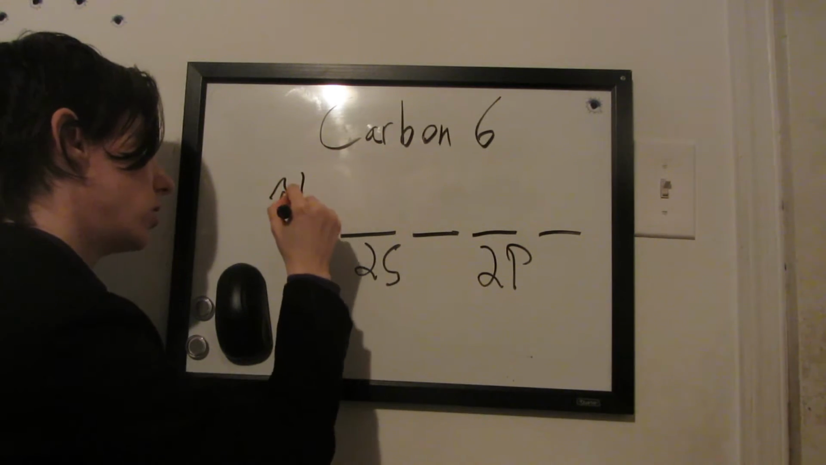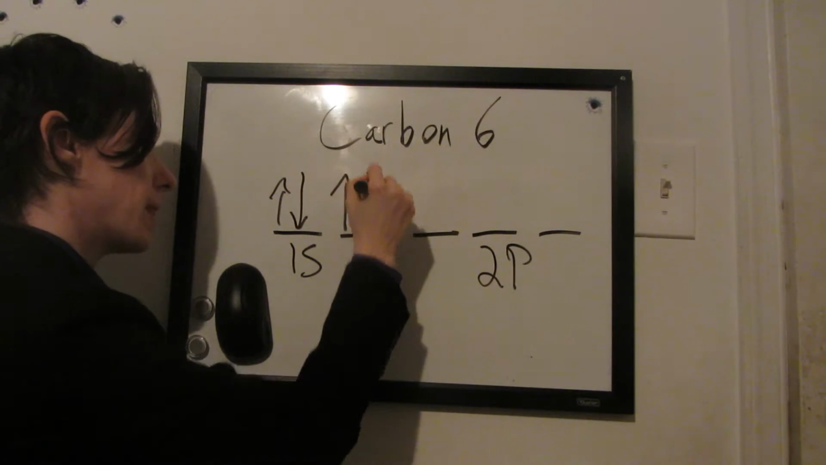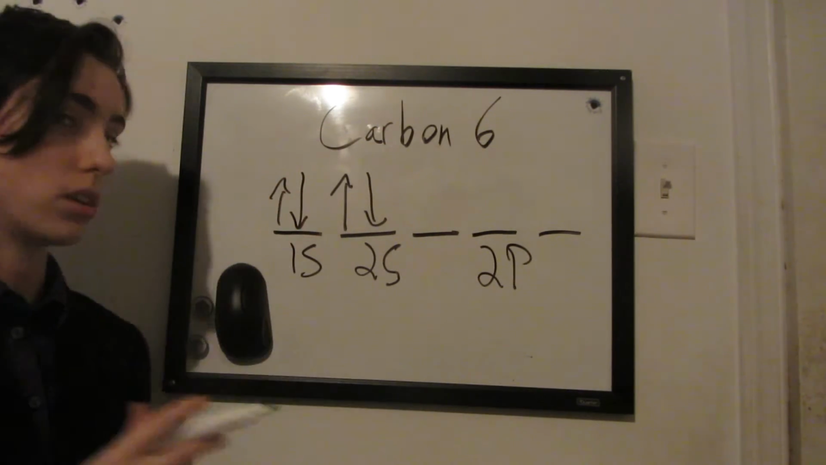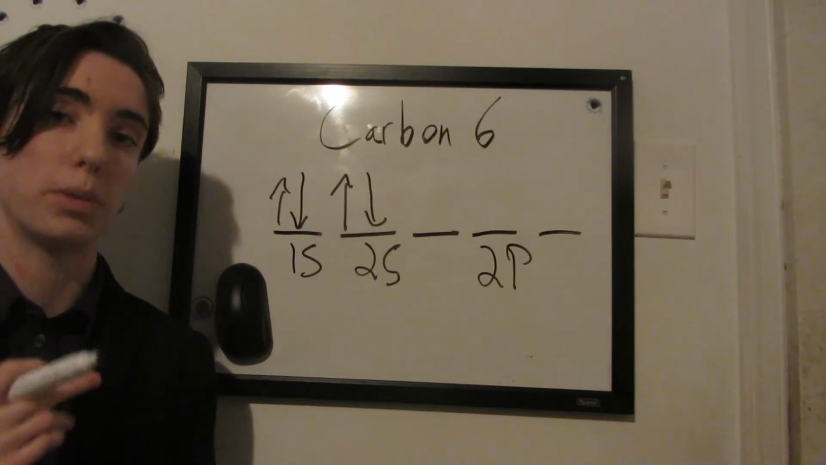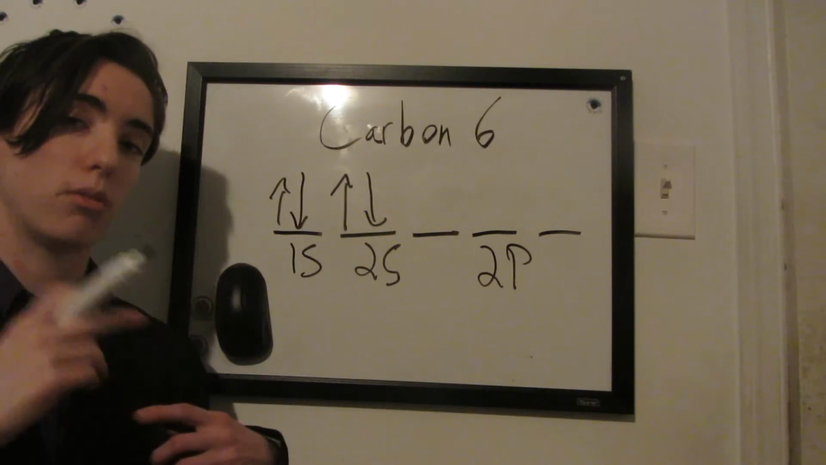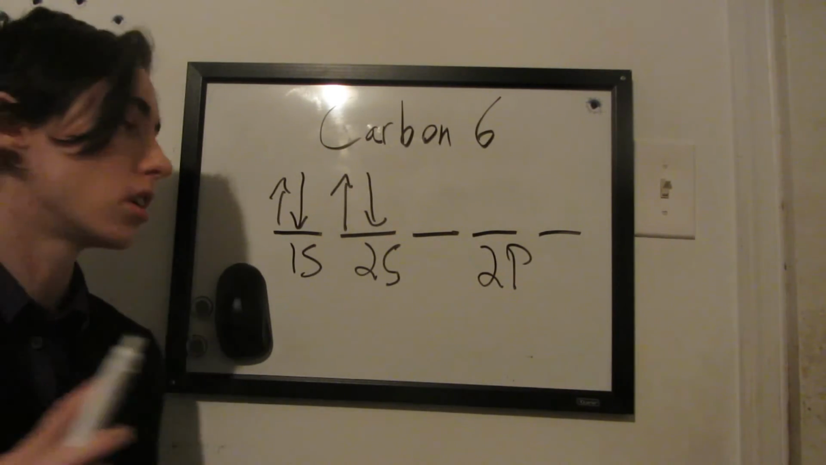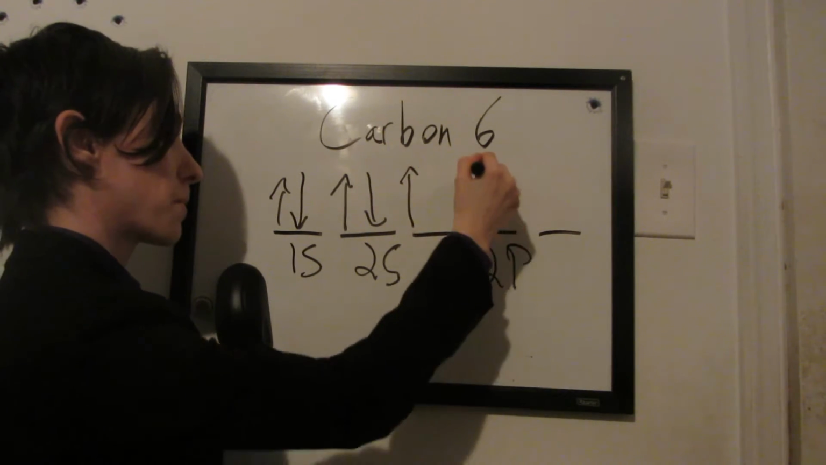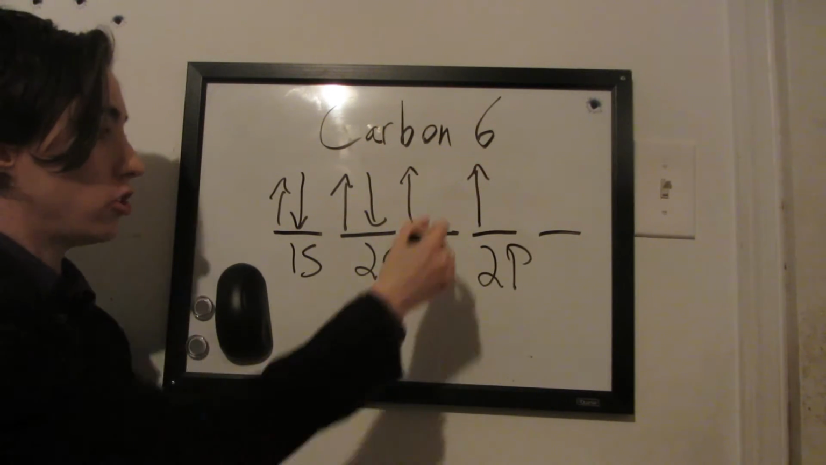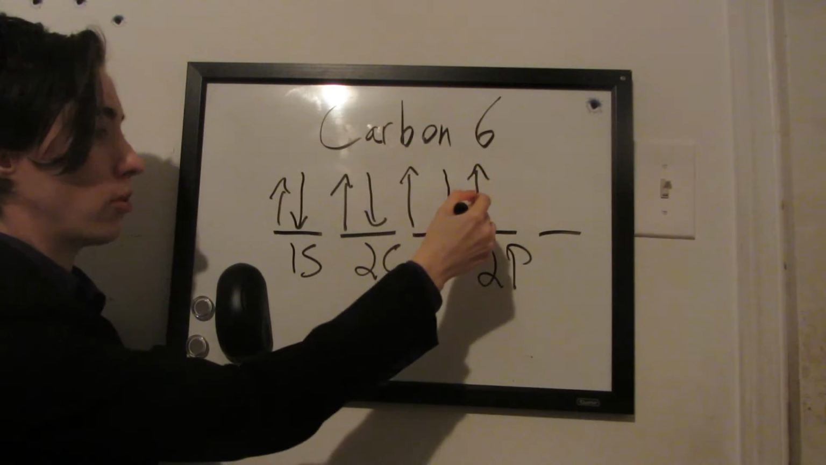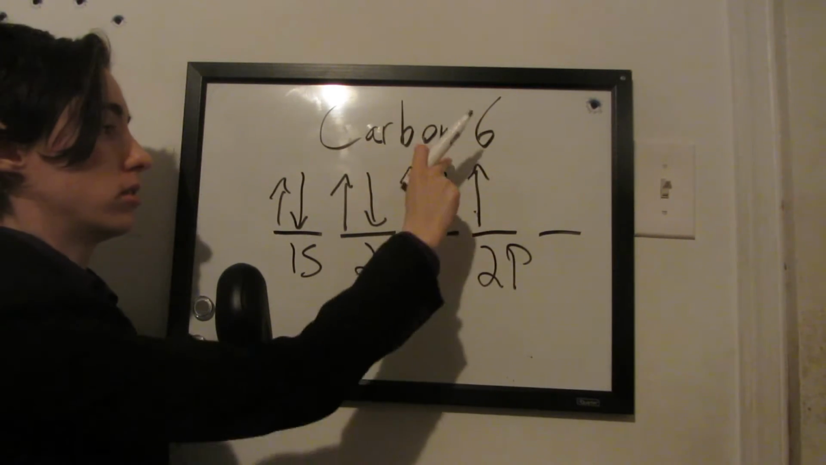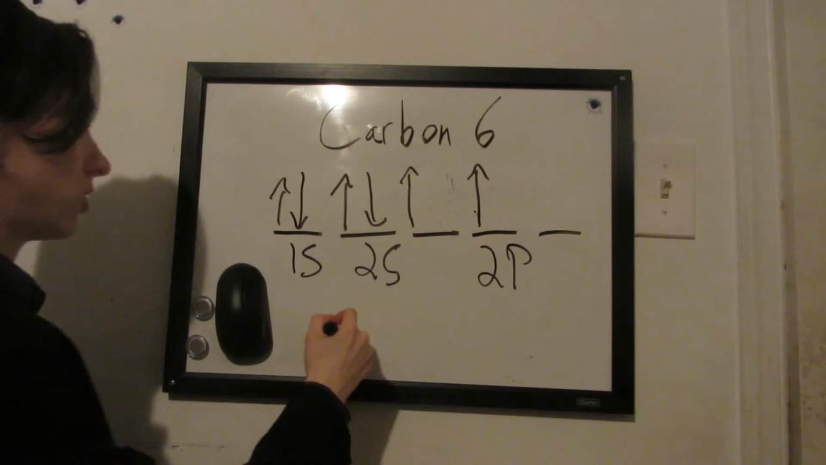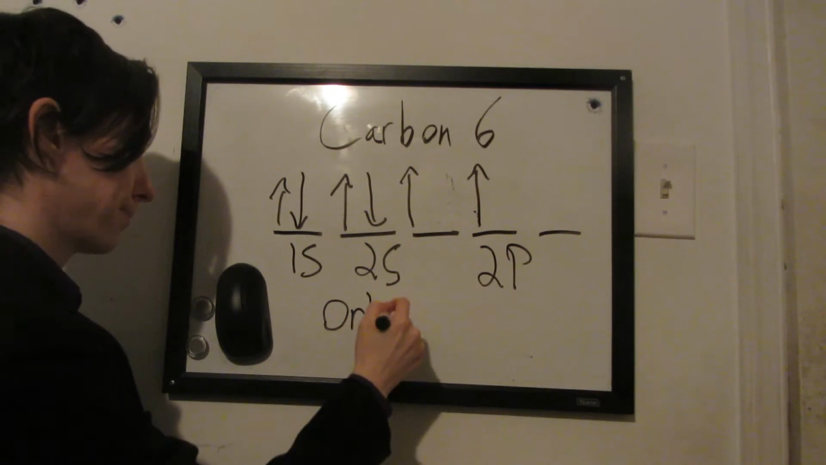So, 1, 2. And the arrows are opposite because the electrons within each orbital rotate in opposite directions. So you just go like that. And again, do not add this before this. So that is an orbital diagram.